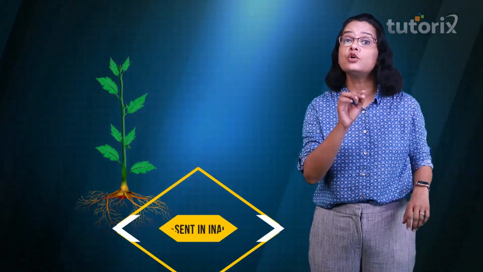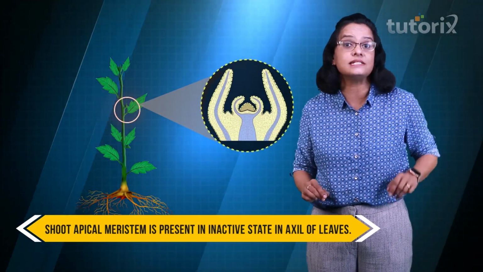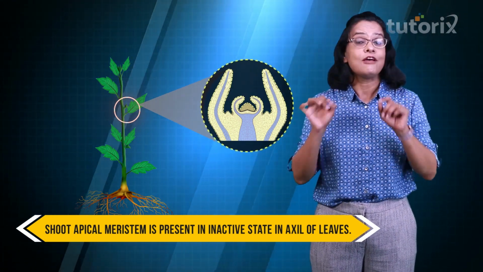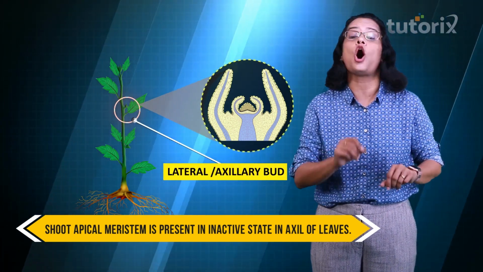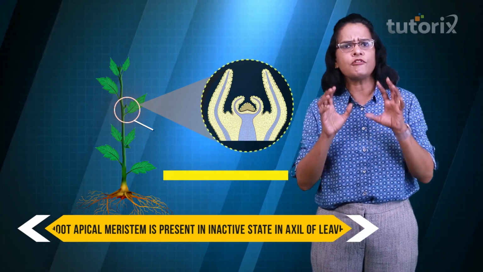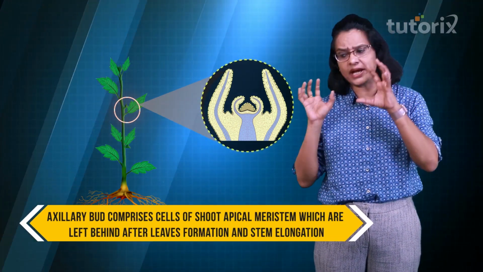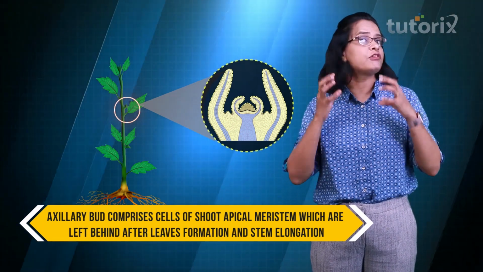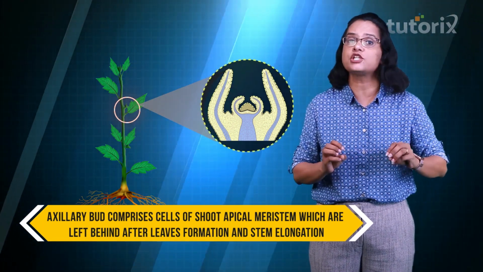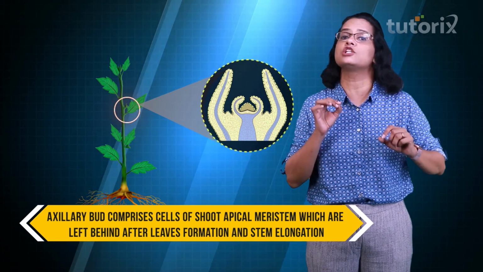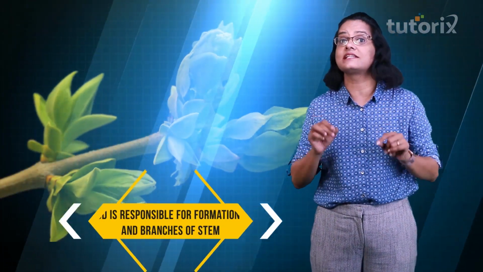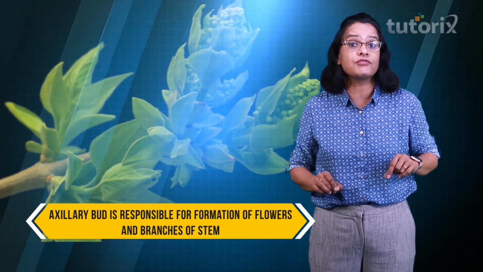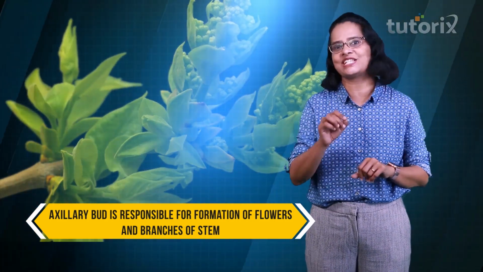Also guys, the shoot apical meristem is present in inactive state in the axil of the leaves, where it is known as lateral or axillary bud. Now friends, axillary bud mainly comprises cells which are left behind after formation of a leaf or elongation of stem. And this axillary bud is responsible for formation of flower and even branches of stem.